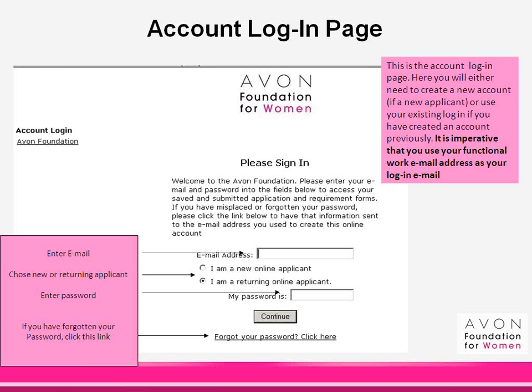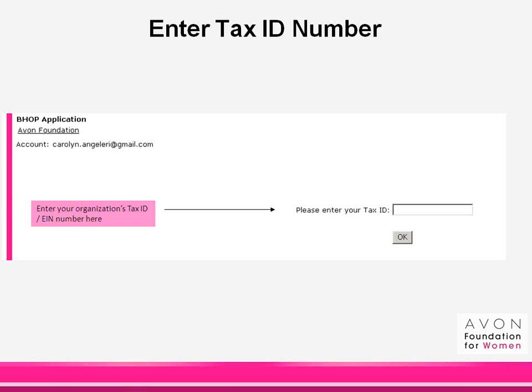If you are a new applicant, once you enter your email address, select that you are a new online applicant and hit Continue. The system will then walk you through creating an online application account. If you are a returning applicant, you simply enter the email address used to establish your application account, select that you are a returning applicant, and enter your password. If you don't remember your password, click the link at the bottom and it will be emailed to you. If you have other difficulties, please email the Avon Foundation grant staff for assistance.